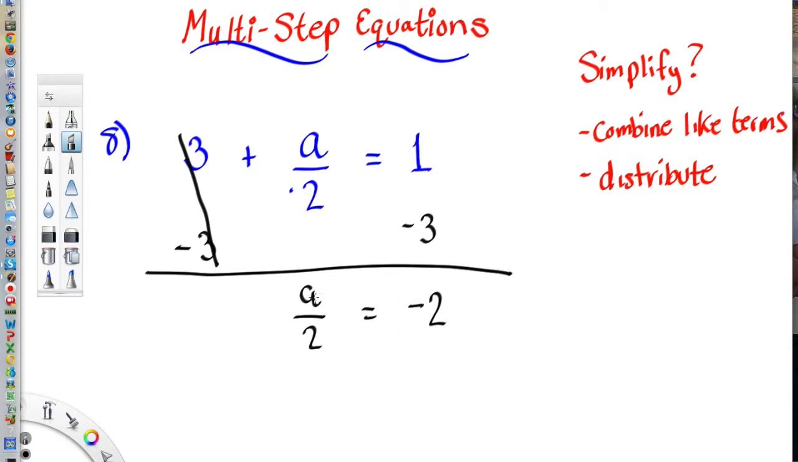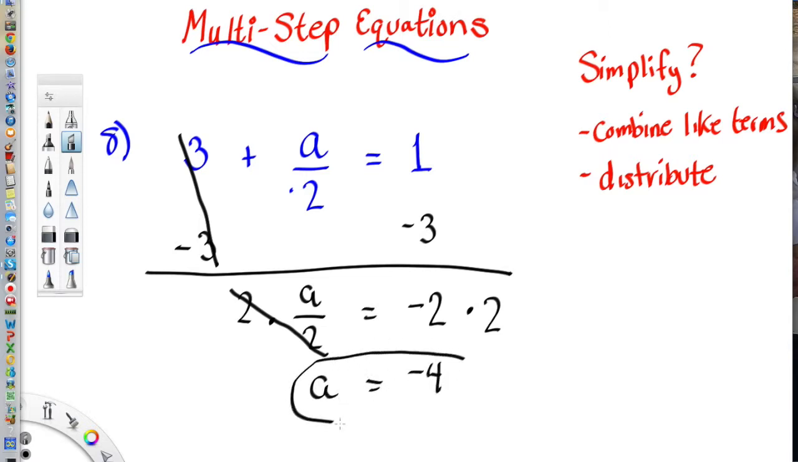Okay, now I ask myself, well, what's still happening to a? Well, a is being divided by 2. The inverse or opposite of that is to multiply by 2. That's how I undo it. That's the inverse operation. And what I do to one side, I have to do to the other side. My 2's cancel each other out. And I'm left with a is equal to a negative 4, because negative 2 times 2 is negative 4.